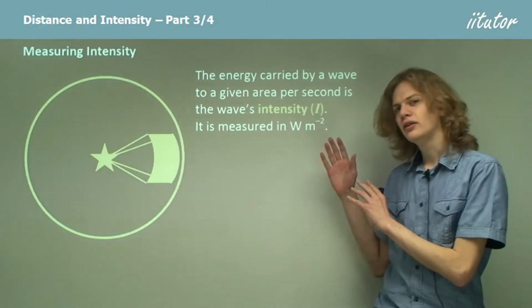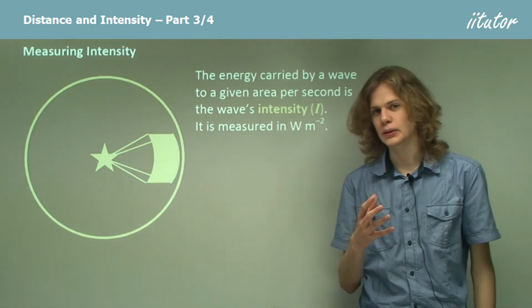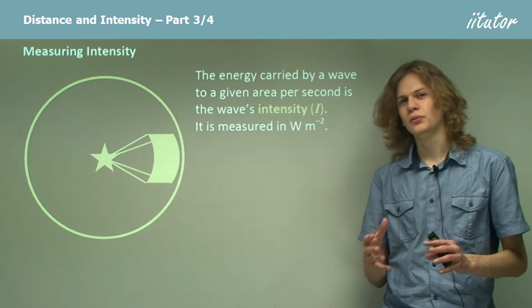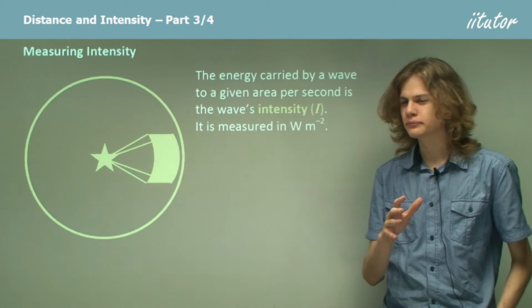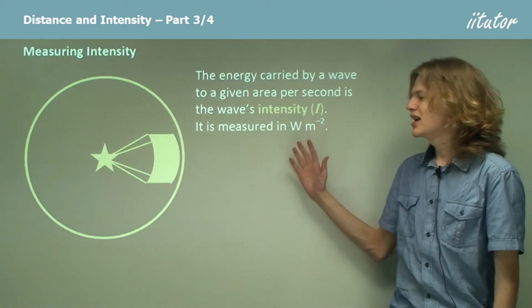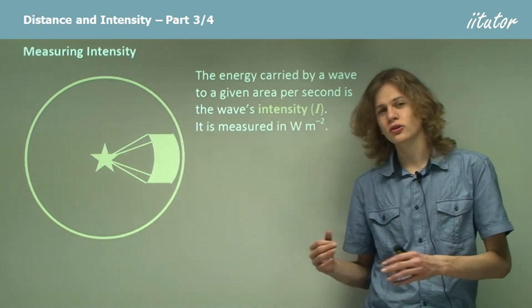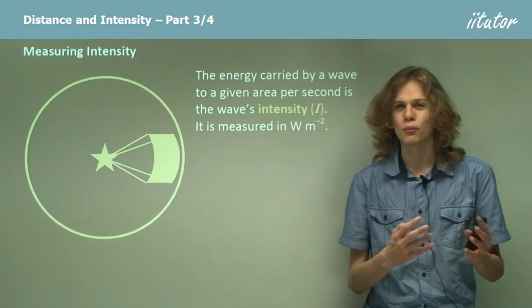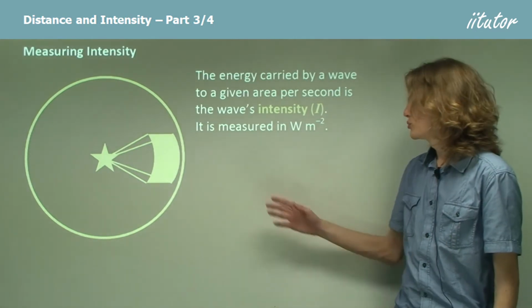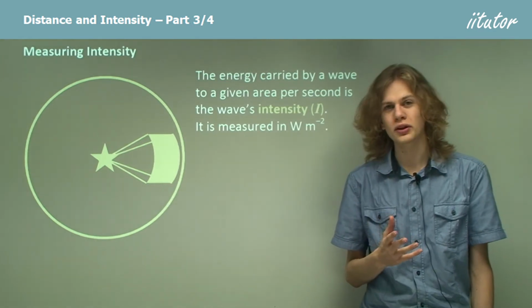Now the energy carried per second through a particular area is what we call the intensity. So the energy carried through a particular area is not quite intensity, although it's pretty close. Remember, the intensity is a measure also of time. So it's not just the energy per area, it's the energy per second per area. That's why we measure it in watts per square meter and not joules per square meter.